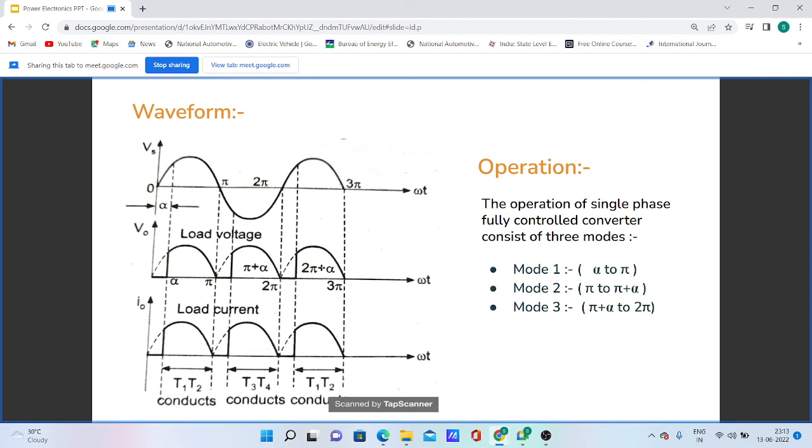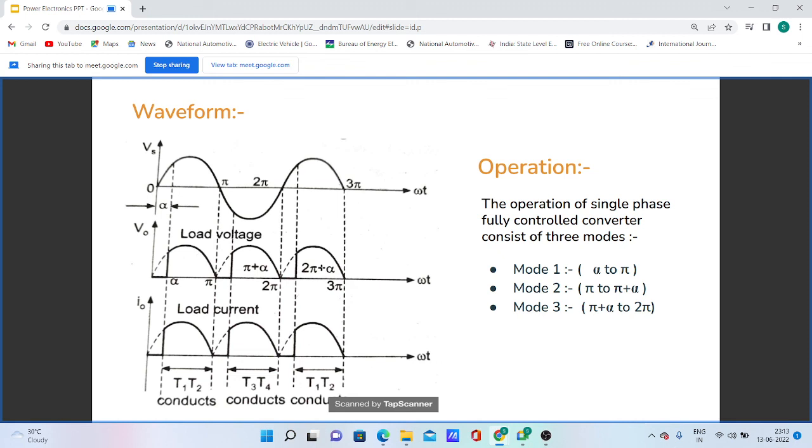Now we will come to mode 2, which is from pi to pi plus alpha. At omega t equals pi, the supply becomes 0. After omega t equals pi, the supply voltage reverses its polarity. Therefore, in this mode of operation, no SCRs conduct. Both load voltage and load current are 0.